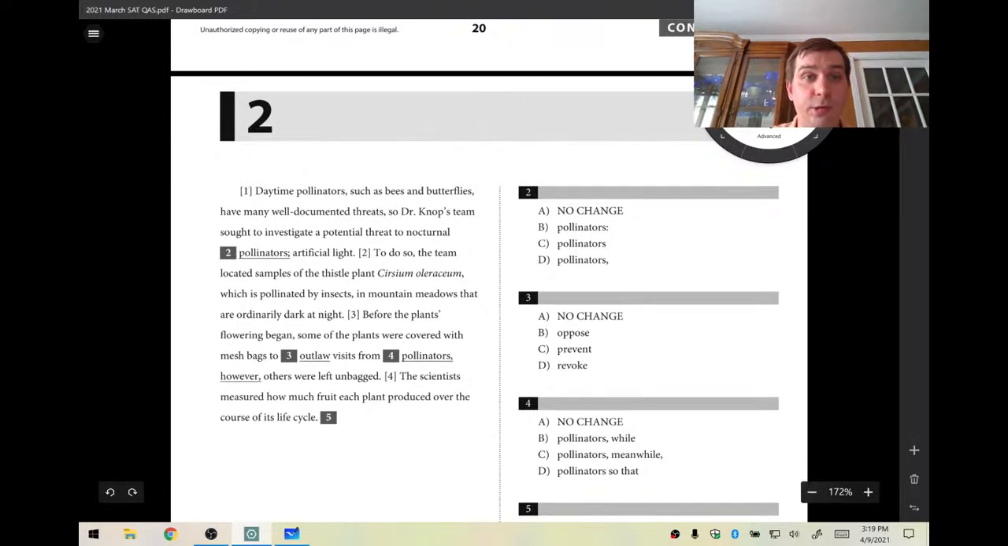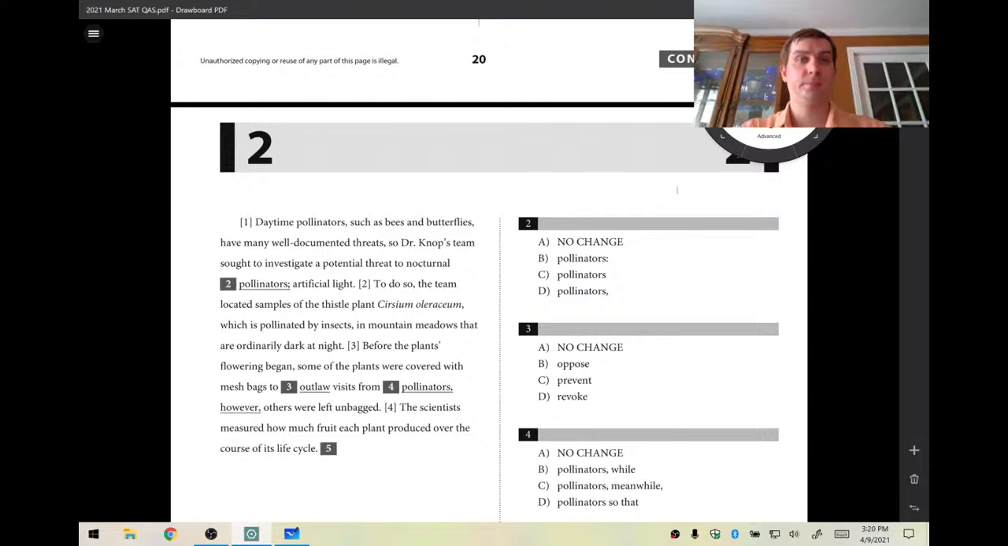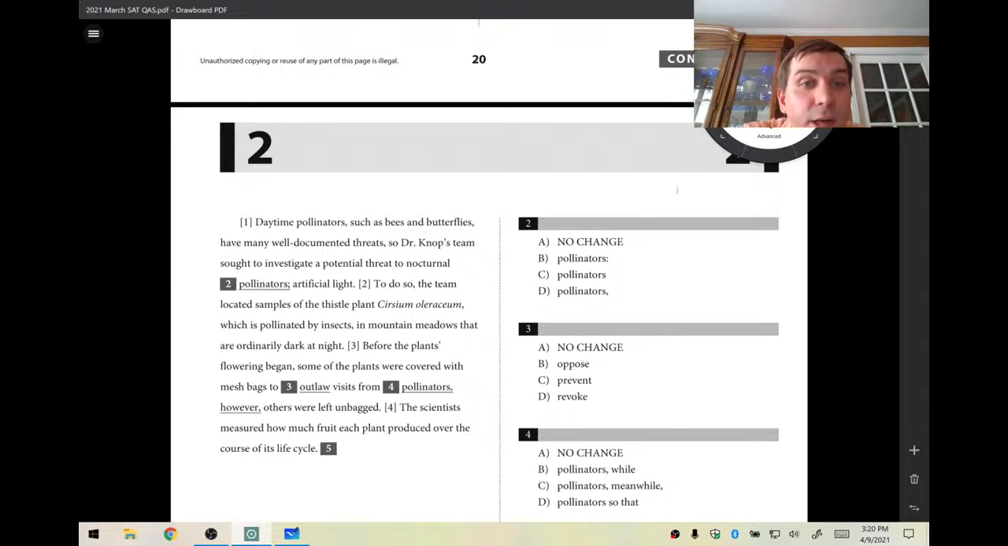Okay, so here's a question. It looks to be on punctuation. It looks like they're comparing semicolons, colons, and commas, or no punctuation. We have to choose which is correct here. So I'm going to read the sentence as written, and then we can make a determination. So it says, "Daytime pollinators, such as bees and butterflies, have many well-documented threats. So Dr. Knopp's team sought to investigate a potential threat to nocturnal pollinators; artificial light."